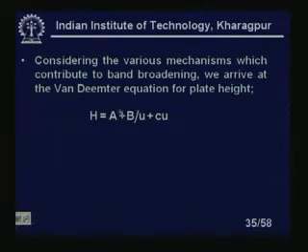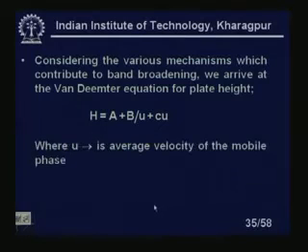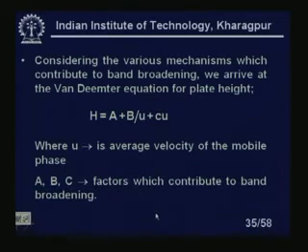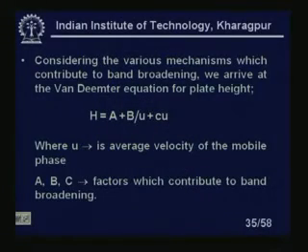These are all dimensions of length. We will explain this A, B, C next, where U is the average velocity of the mobile phase. A, B and C are factors which contribute to the band broadening. Let us explain. Band broadening will control the resolution, that is, how close two elements are in characteristics such that we can still separate them. So we have to discuss this here. A, B and C are the factors which contribute to band broadening, clear.